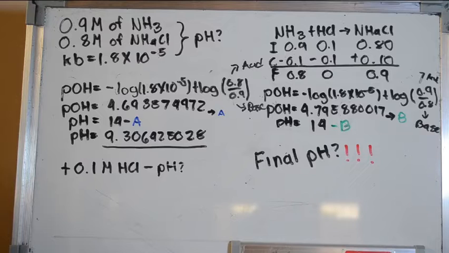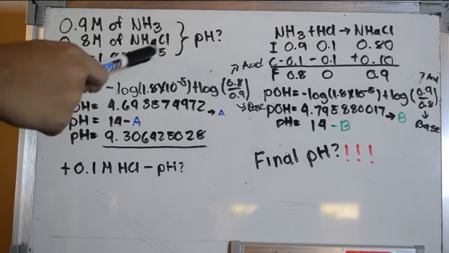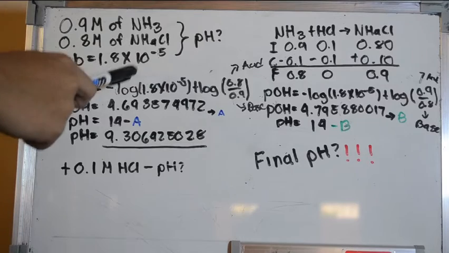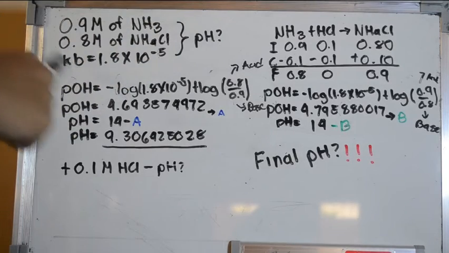As said in the equation, NH3 has a concentration of 0.9 molarity and there's a concentration of 0.8 molarity for NH4Cl. The Kb of NH3 is equal to 1.8 times 10 to the negative 5. Now, we use all of this data to find the pH.